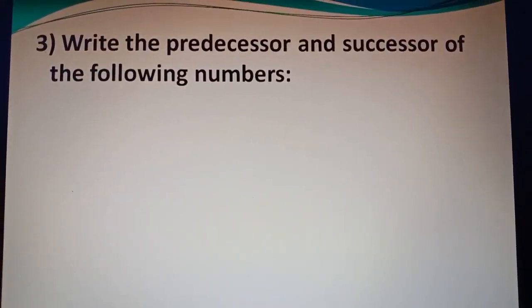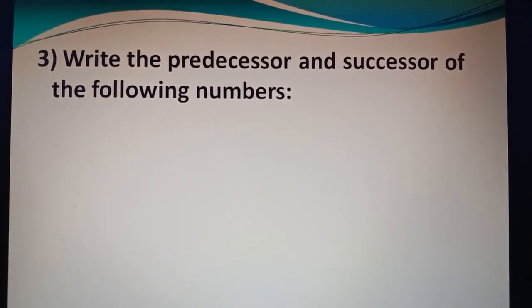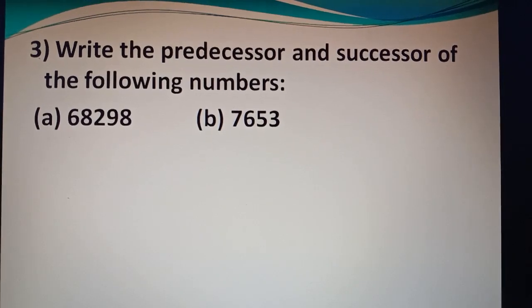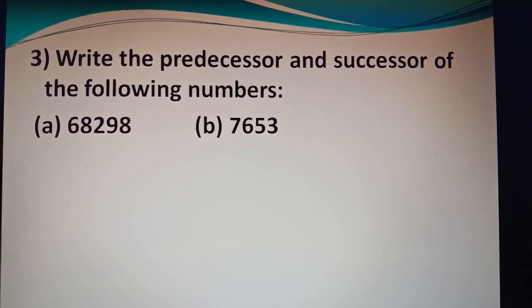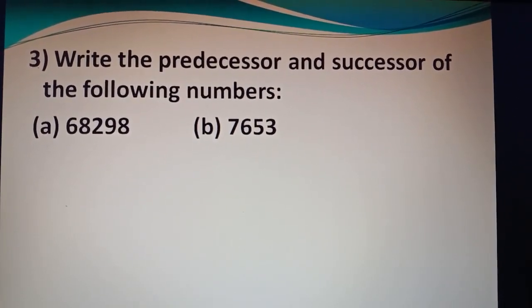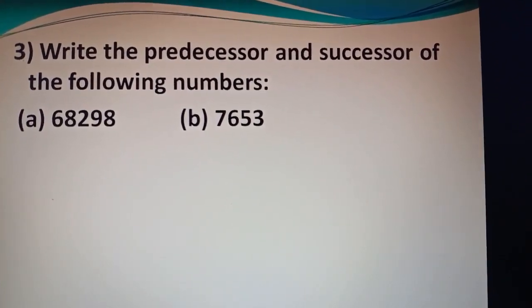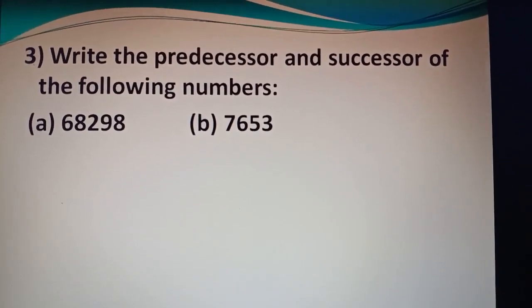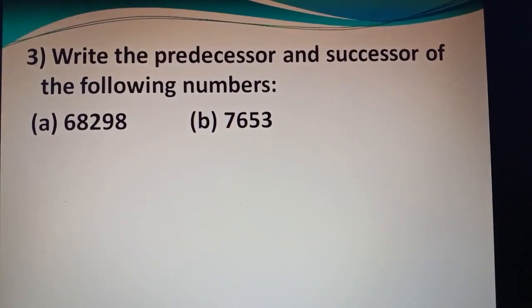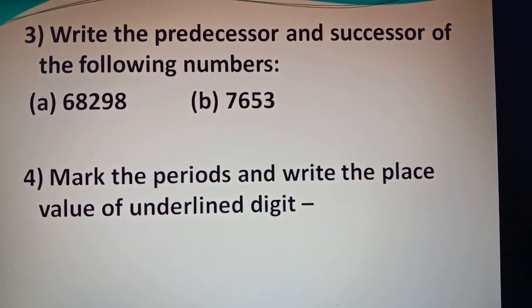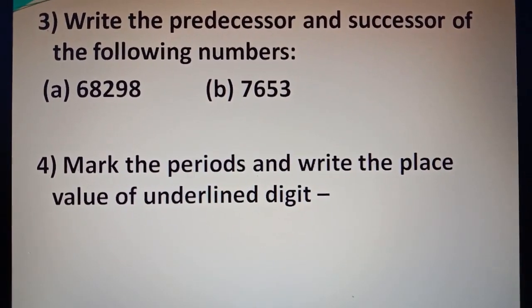Question number 3. Write the predecessor and successor of the following numbers. A part 68,298, that is 68298. B part 7,653, that is 7653.